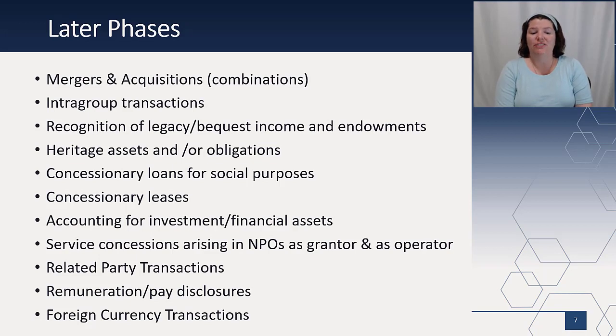Now, to come down the pike, they are looking at things like mergers and acquisitions, intra-group transactions, recognition of legacy bequest income and endowments, always fun accounting there, heritage assets and obligations, concessionary loans for social purposes, concessionary leases. That's been a hot topic with ASU 2020-07 here in the United States. Accounting for investment and financial assets, recently updated here in the United States. Service concessions arising in nonprofit organizations as both the grantor, but also as the operator. Related parties, remuneration and pay disclosures, and then foreign currency. Obviously, with an international blend, that probably makes a lot of sense. So those aren't covered in the current proposal, but they are in the next phase as they look through it.